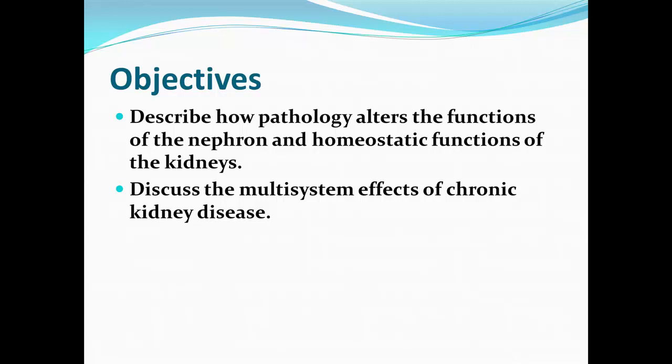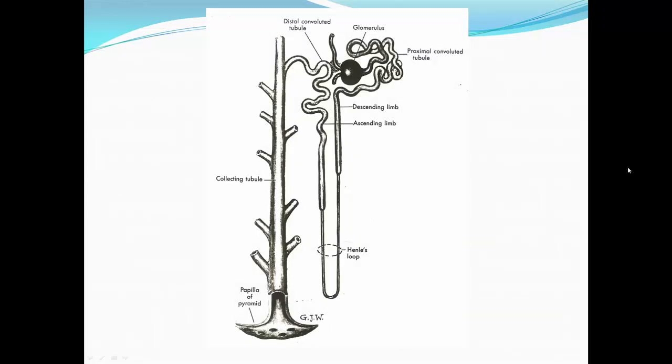Because of those altered functions, we can talk very broadly about some of the multi-system effects, especially of chronic kidney disease, although some of these effects would certainly also be identified and manifested in an acute kidney injury or disease as well. So just as a quick review, remember this is the nephron.